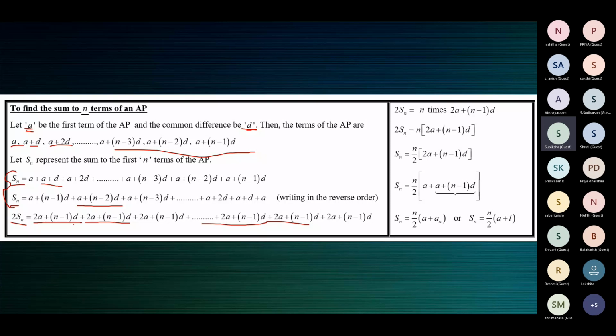And so 2a plus n minus 1 into d happens n times because there are n terms. And how do we know that there are n terms? Because this one is a plus n minus 1 into d, which is the nth term. So nth term meaning, say, 10th term. The last one is the 10th term. That means there are 10 terms.